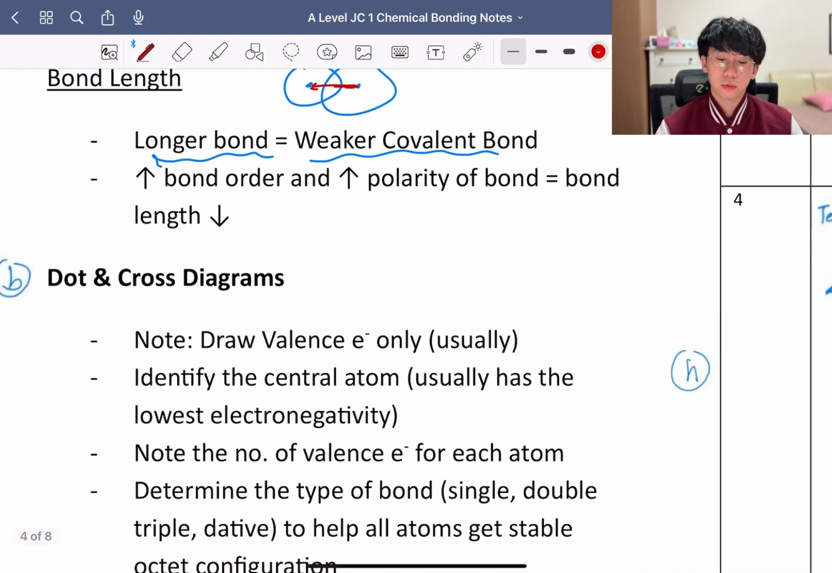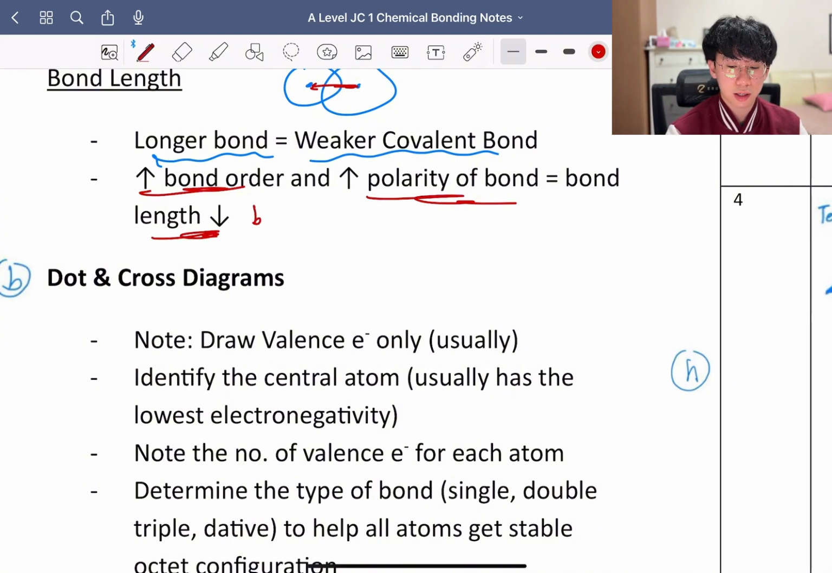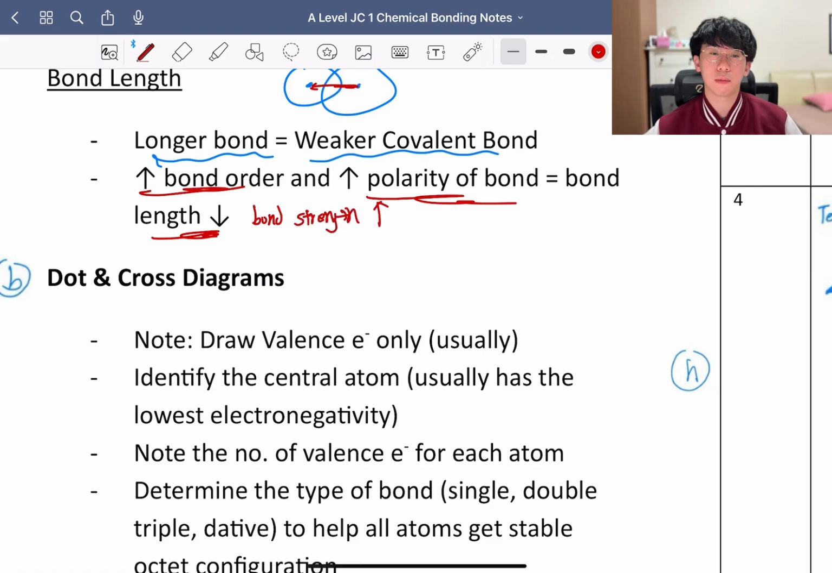So when you put all the factors together, higher bond order and higher polarity of the bond mean the bond length will decrease. And this means the bond strength is higher. And you can flip this around if you're talking about a weaker bond.